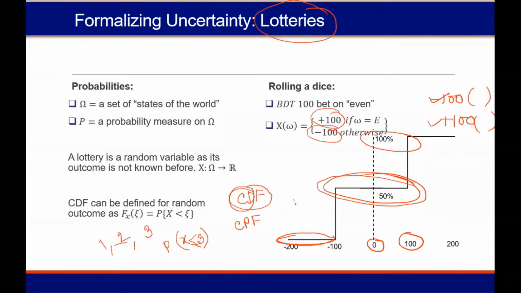But this is not the probability graph. Make it very clear, this is not the probability graph. This is the cumulative probability function. We are accumulating the probability of getting till minus 100, till getting zero, till getting 100 in this way. So when you add all the probability numbers of getting up to minus 100, up to zero, up to 100, you get this kind of diagram, which is known as the cumulative probability function, or alternatively, the cumulative distribution function.